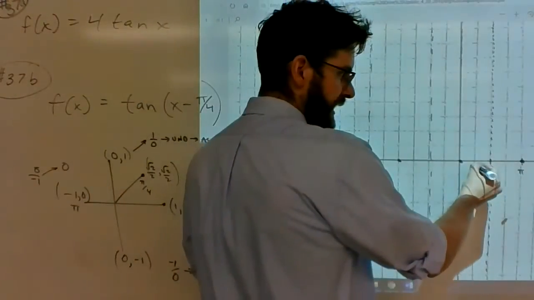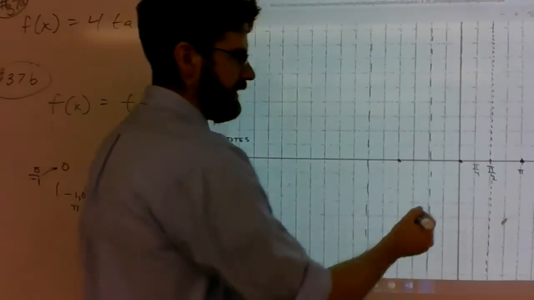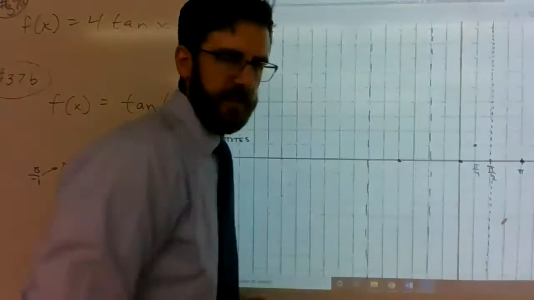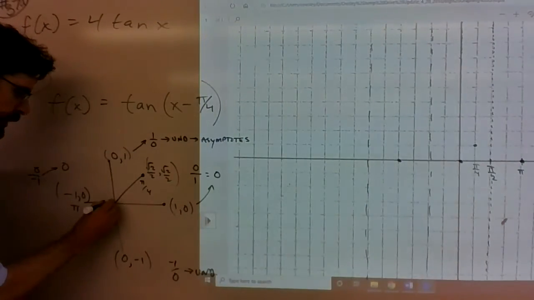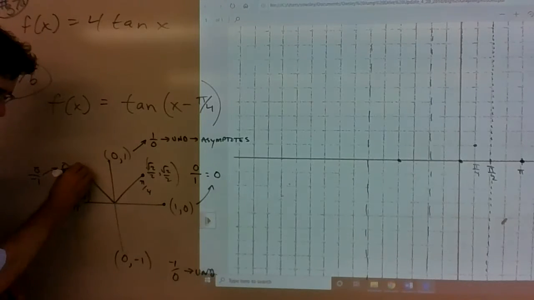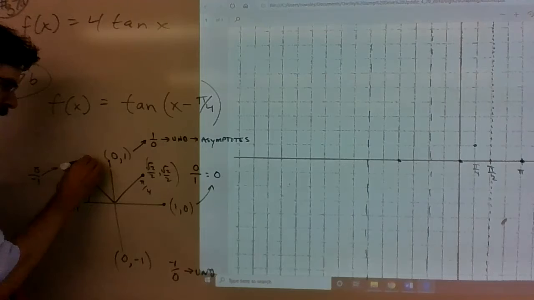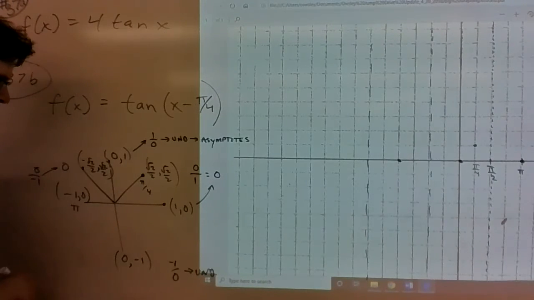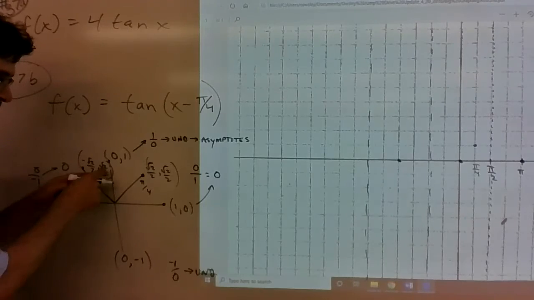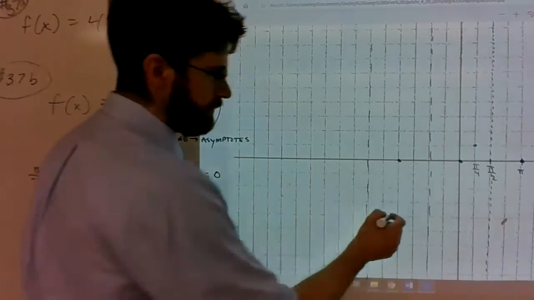So pi over 4 is right between 0 and pi over 2, like you saw right here. And it becomes a 1 unit above. If you go to 3 pi over 4, so 1 pi over 4, 2 pi over 4, 3 pi over 4, it's negative root 2 over 2, positive root 2 over 2. Dividing something by the negative version of itself will give you negative 1.